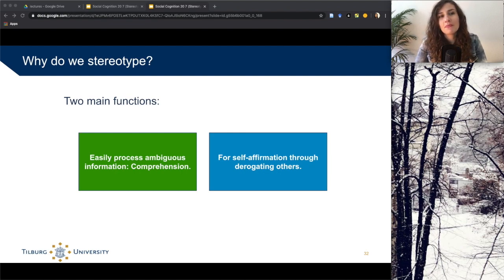And stereotyping does have social functions, however. So it's not only the cognitive function that it might be easier to process information if we rely on stereotypes, but there's also the social dimension that if we derogate others, so stereotypes might leak into our behavior and then we put others down, that might help us feel better about ourselves. So a second function of stereotypes could be that we derive some self-affirmation and we make ourselves feel better when we use stereotypes against others.